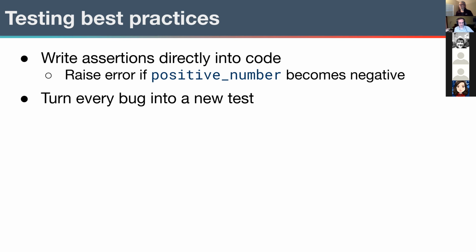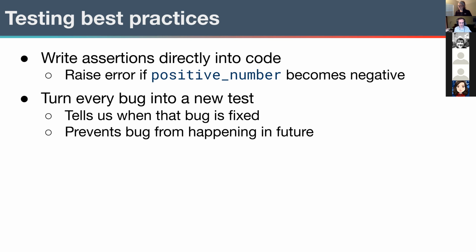Another helpful practice is to turn every bug that we encounter into a new test. And that has some advantages, like telling us when that bug is fixed. And it prevents that bug from happening in the future. In addition to testing bugs that arise, we can test potential related bugs to the bugs that we found, because bugs often happen in clusters.